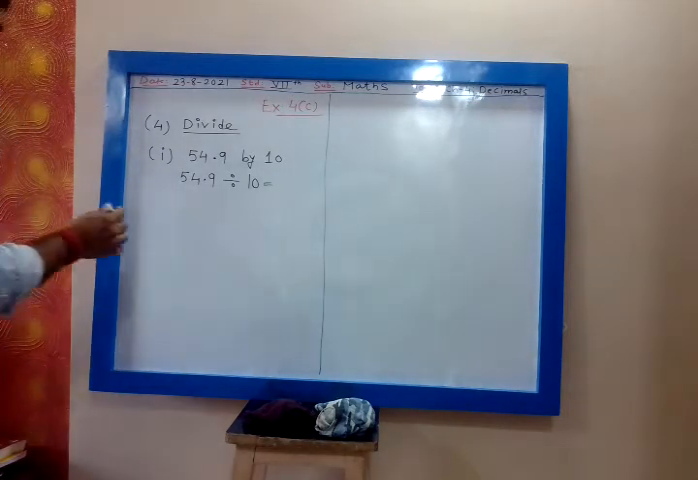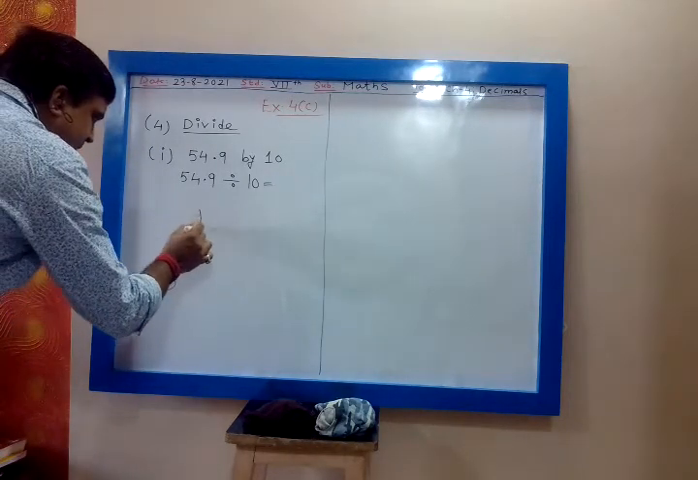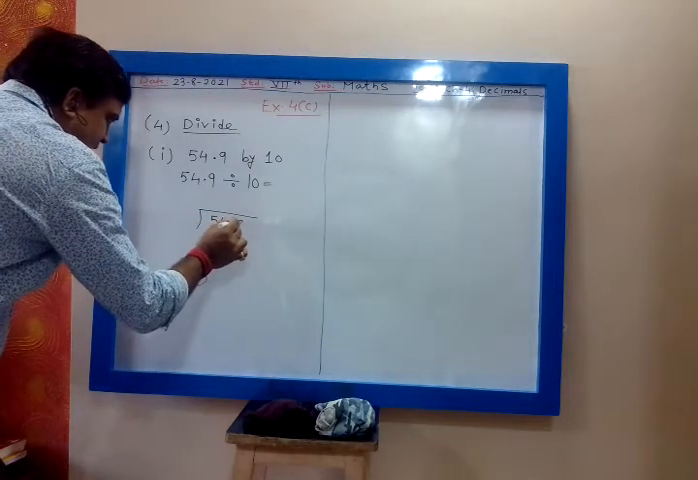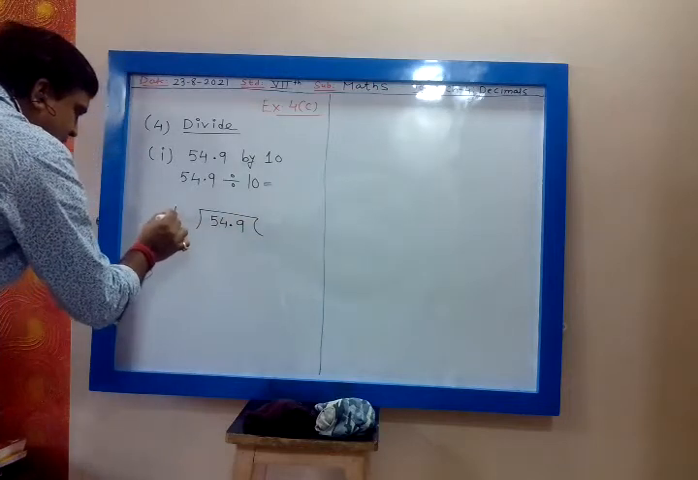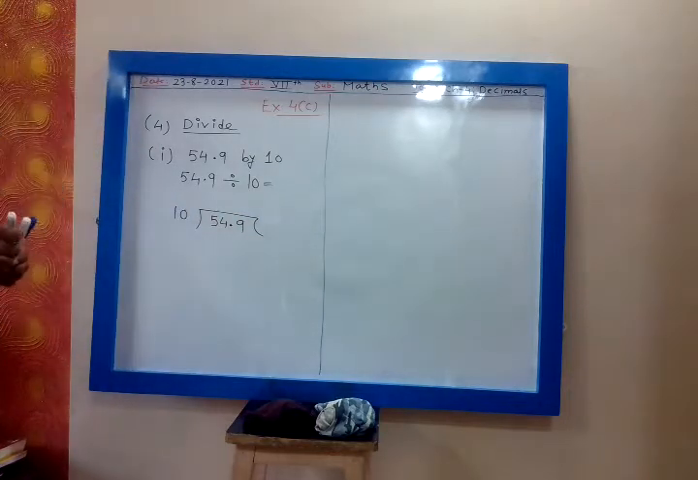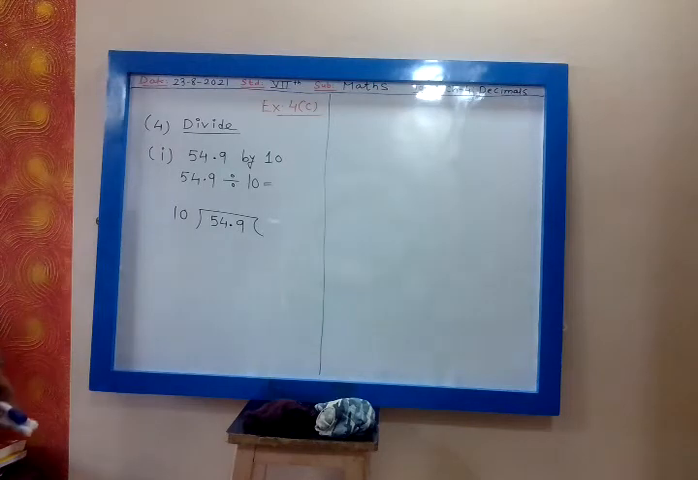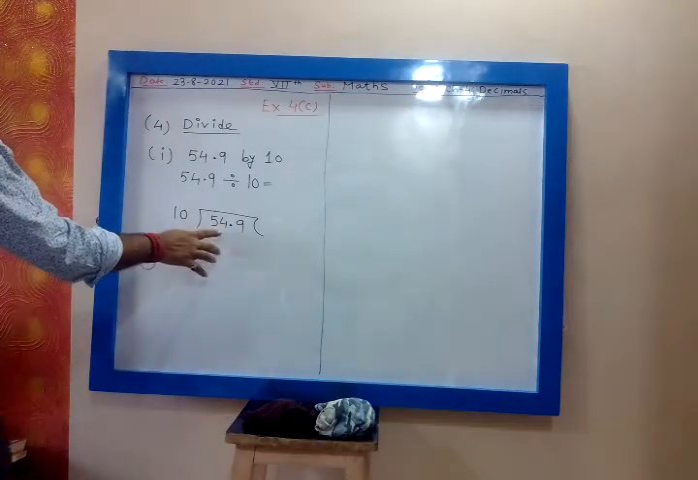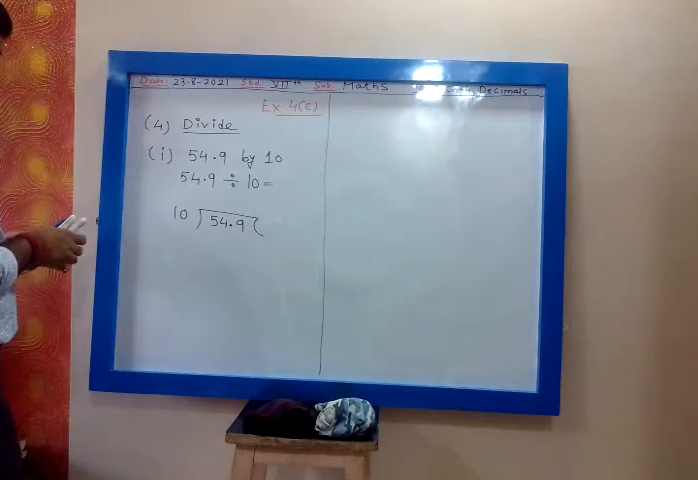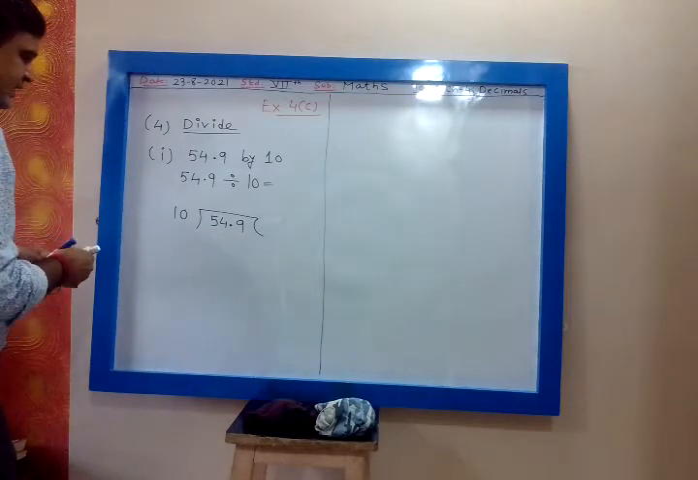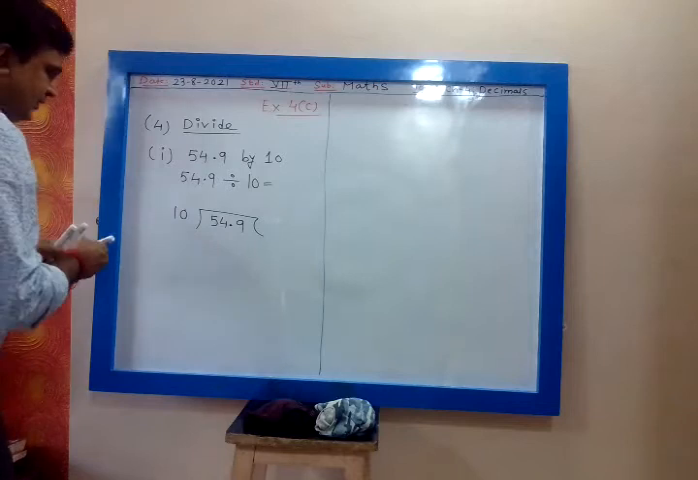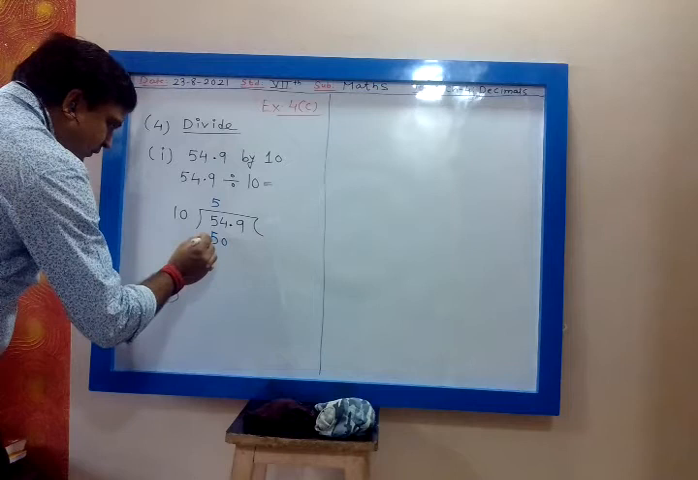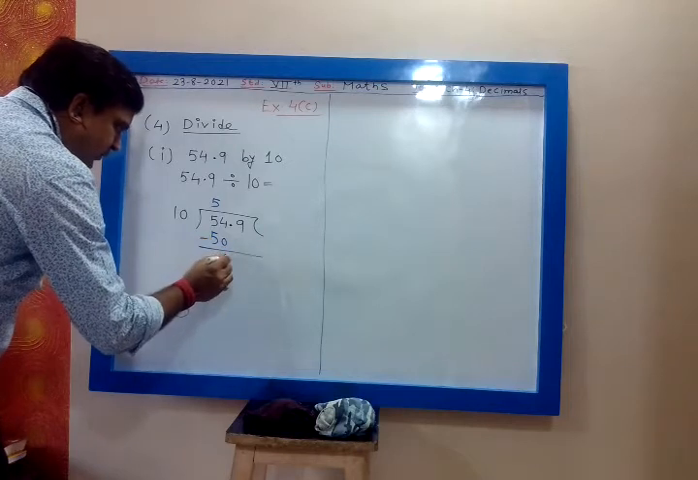54.9 divided by 10. Okay, so this is my 54.9. Let us divide this by 10. Yes, so now consider the digit before decimal. Before decimal we have 54. So 10 fives are 50, then subtract, this is 4.